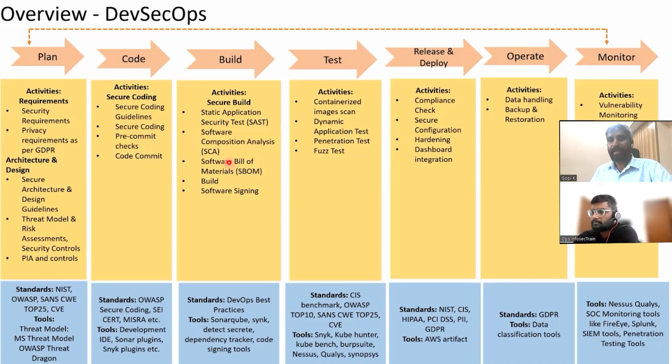So in the DevOps practices, each stage of activities we need to execute, and wherever automation is required, we can implement the automation and integrate with the CI/CD pipeline. So these are the best practices we need to follow when we implement DevSecOps practices.